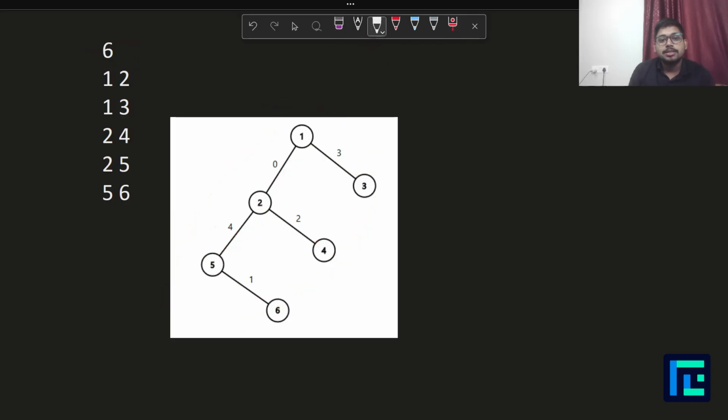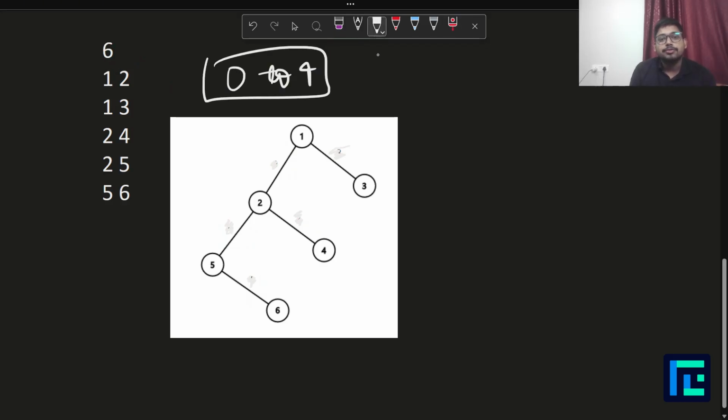Just ignore the labels that are written here. These labels are currently not there. So for now this is our problem. Now we need to assign labels to these edges. So n is 6, that means the labels would be from 0 to n minus 2. So from 0 to 4, in total there are 5 labels from 0 to 4.